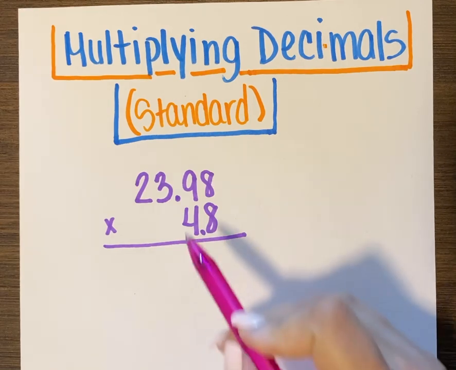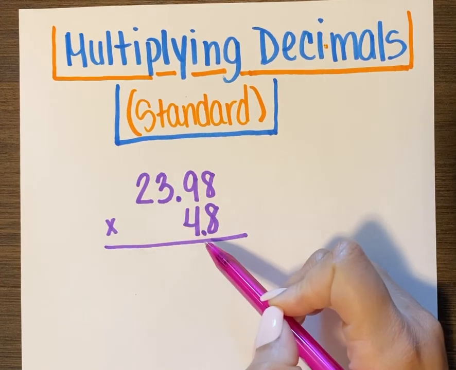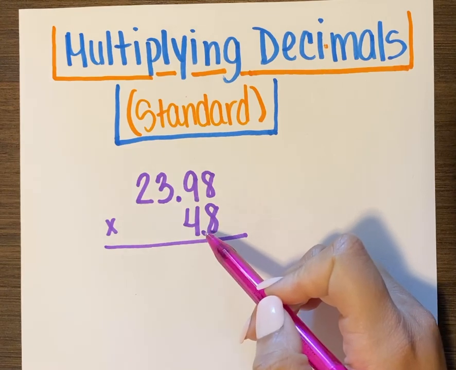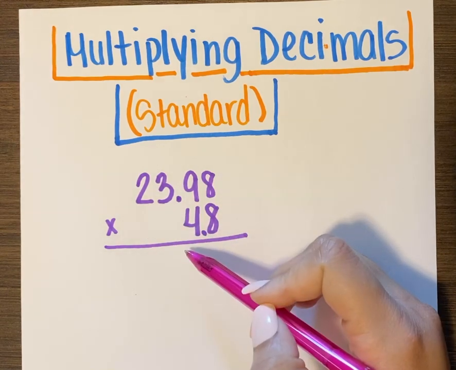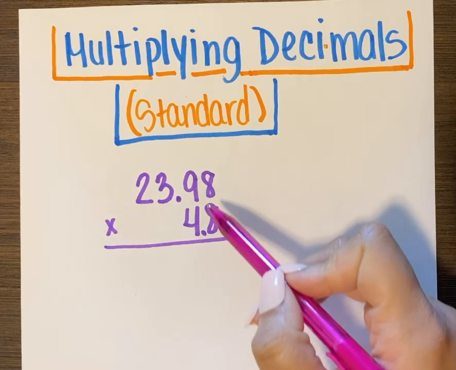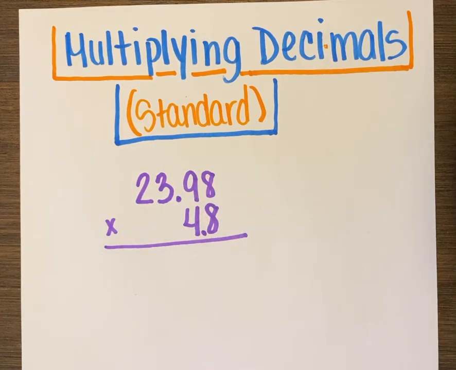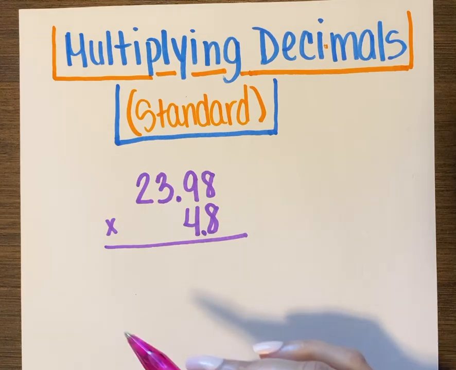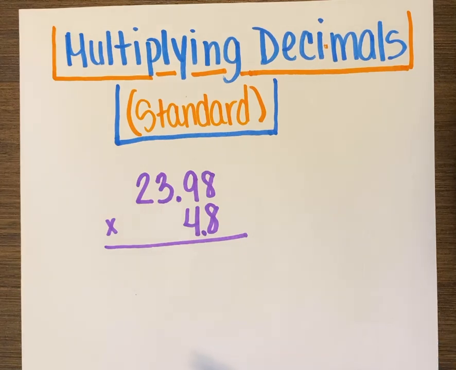And actually, at first, we're going to pretend that the decimals are not here. So while you are calculating and multiplying, ignore the decimals. We're just going to go digit by digit and multiply, just regular standard. And then after we add our partial products, we are going to place our decimal where it belongs. Okay, so let's get started.